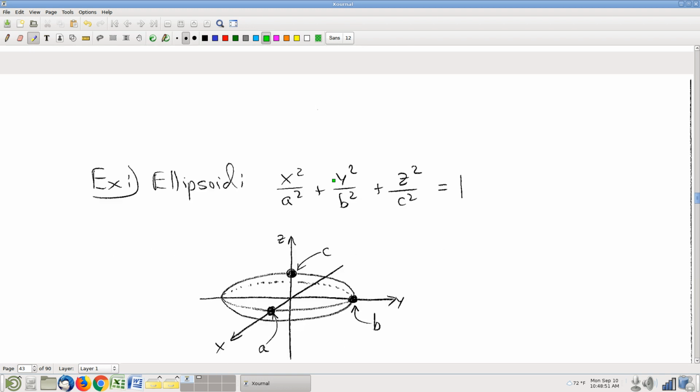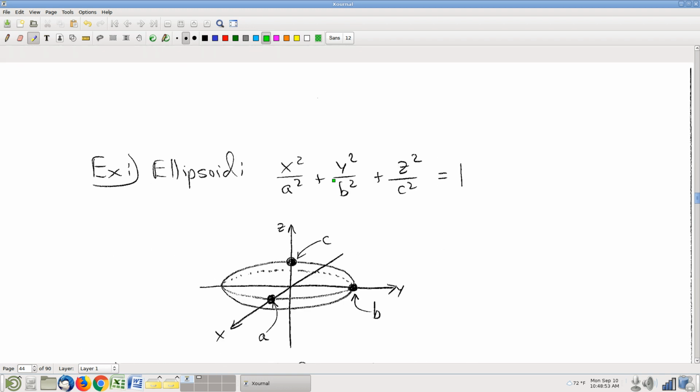All right. Okay, so for example, let's look at this surface here. Well, excuse me, this equation here.